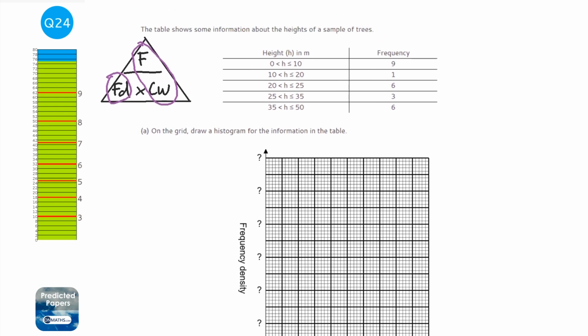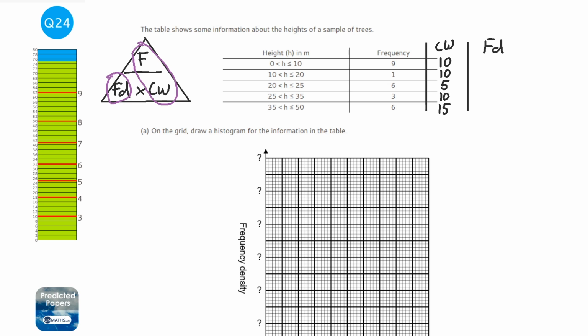Okay, so the first thing I want to plot is our class widths on each of these, because I'll need to know what they are. So the first class width, we're at 0 to 10, so the class width is 10. The next one's 10, and be careful because actually the next one is 20 to 25, so that's only 5, that one. The next one's 10, and the last one's 15. So when I've got the class widths, I can work out the frequency density.